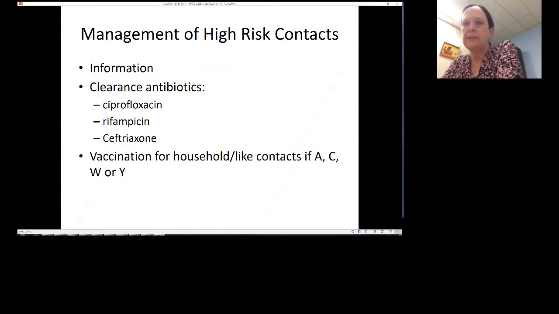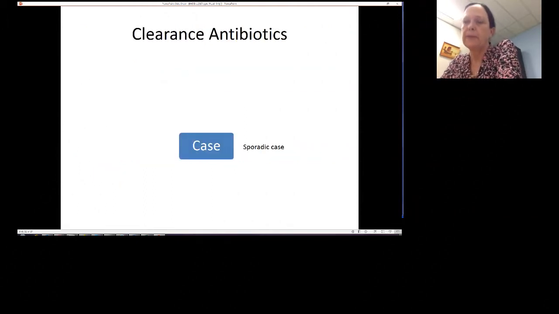Okay, next slide, please. Okay, so this is just going through the rationale for clearance antibiotics. So, yeah, we might have to put it all out. Thanks, Brittany. This is an animated one, which makes it difficult to do.